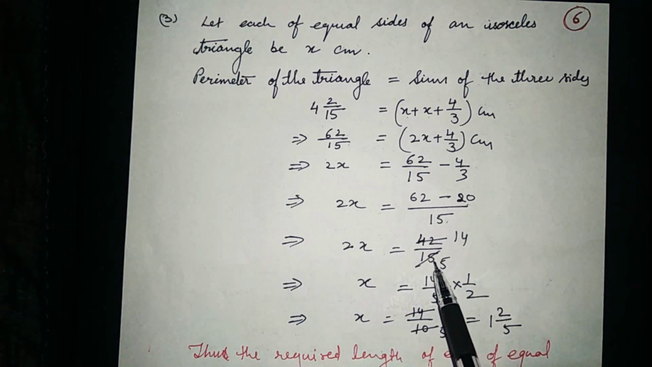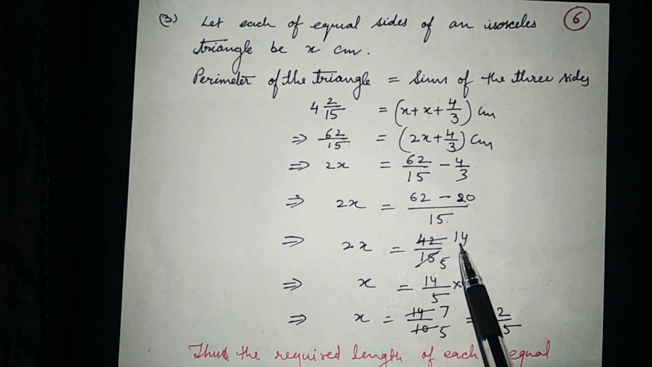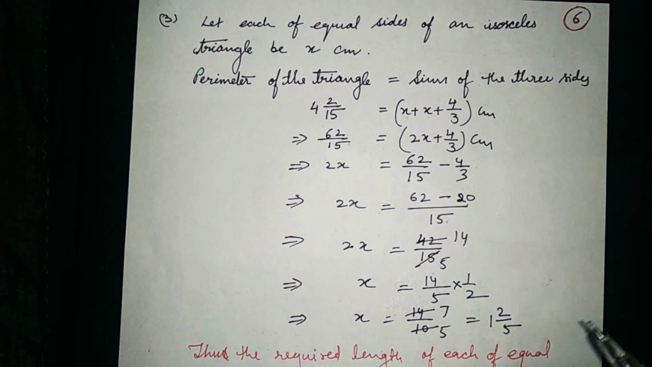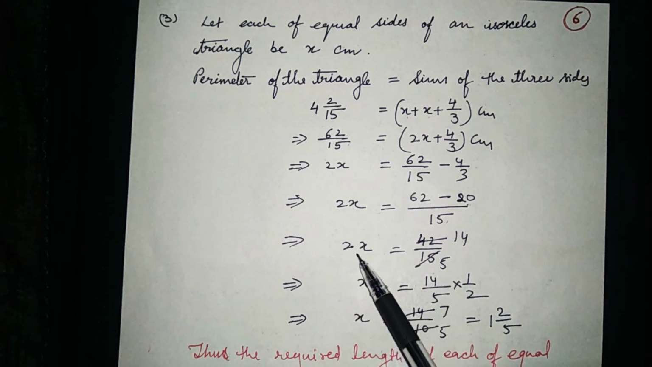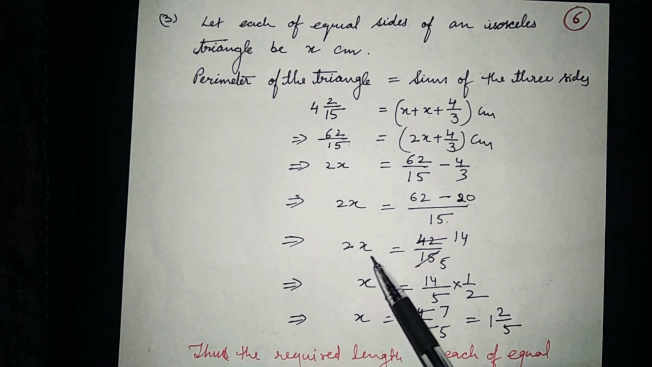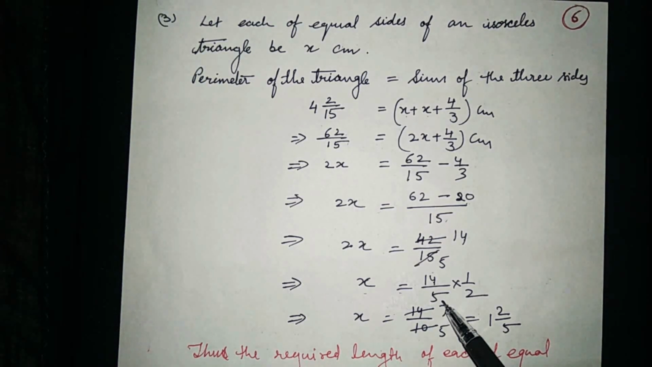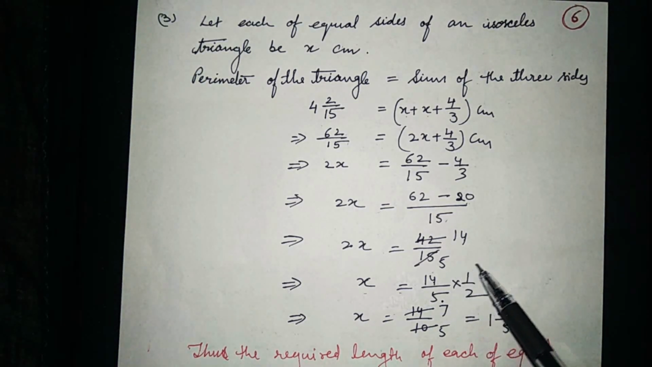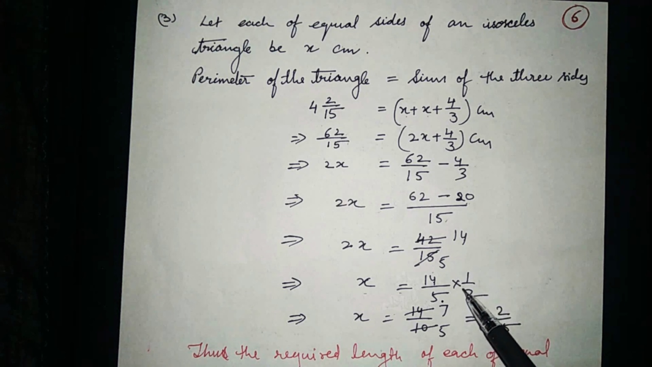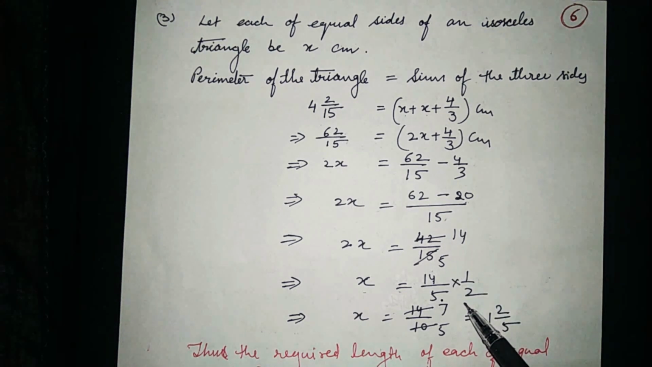42 divided by 15, and 3 5s are 15, and here 3 1s are 3 and 3 4s are 12. 14 upon 5 is coming. Here you can see this 2 is in multiplication. This 2 also we have to transpose to the right hand side. So x is equal to 14 upon 5 divided by 2 we will do, and divided by 2 means into 1 upon 2.